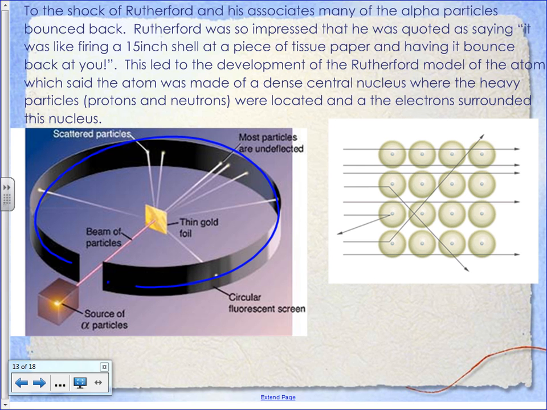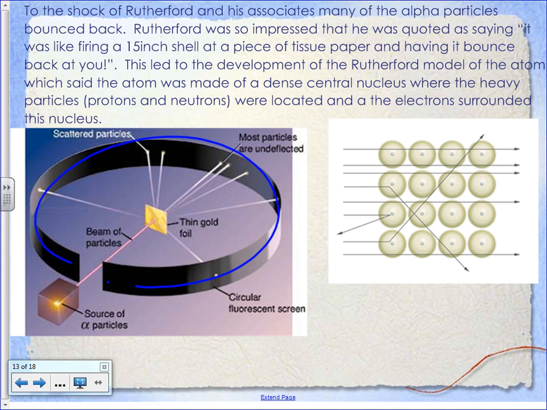A lot of them got through, but they were deflected. Some of them bounced quite a ways, and some came straight back. But the majority of them went through slightly deflected. So that said to Rutherford, I'm pretty much right here. The atom is made up of this nucleus, but the atom is actually mostly empty space. It definitely isn't a solid sphere, because if it was a solid sphere, all these particles would have come back at me. He was very excited about it.